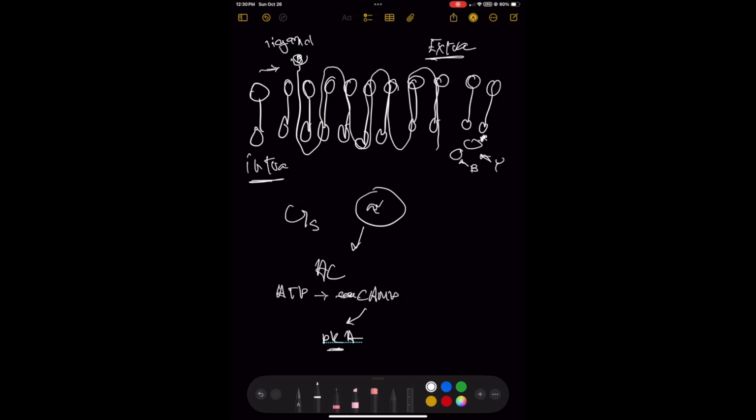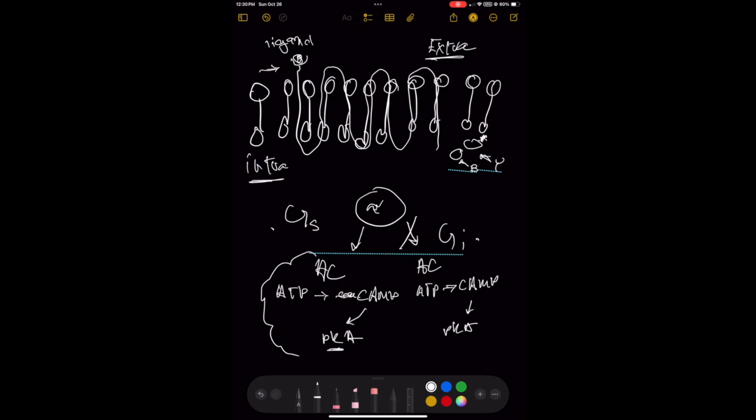So this is Gi. The Gi pathway is the exact opposite. Gi inhibits all of this from happening. What Gi does is inhibit the AC from turning ATP into cAMP. So it halts this, and it halts the production of PKA. These pathways are different and distinct and both important.